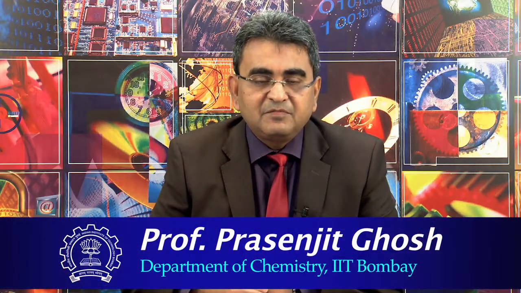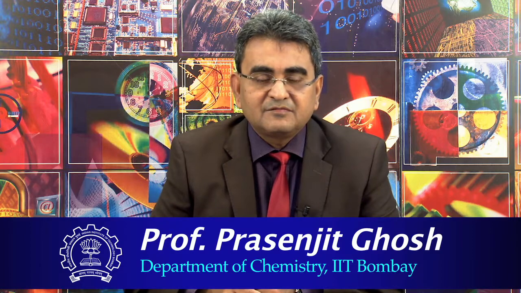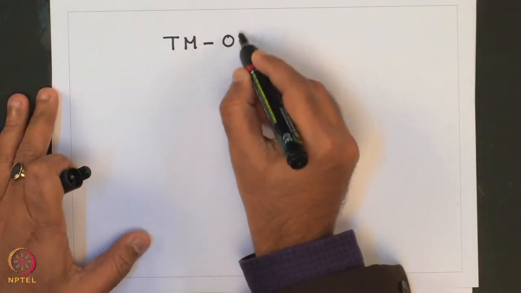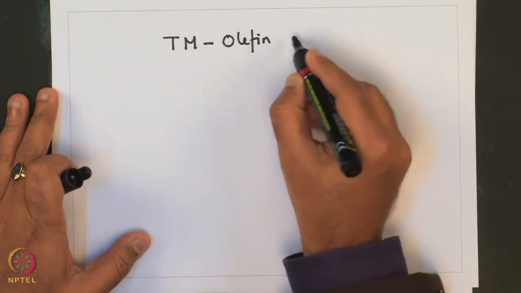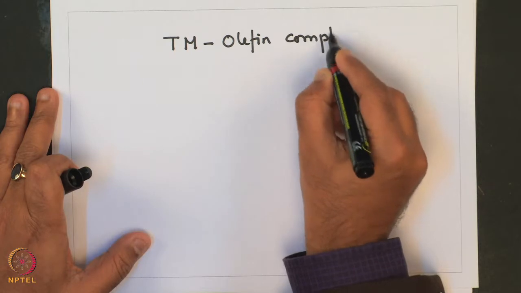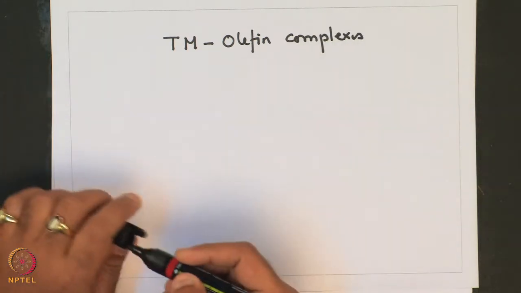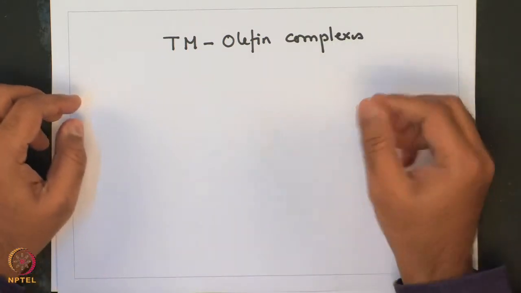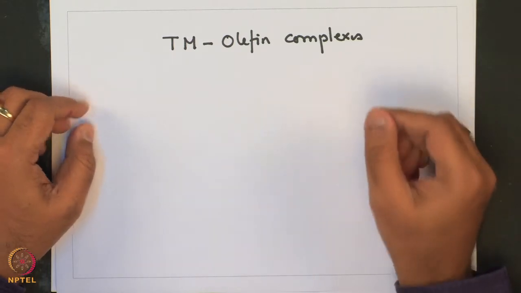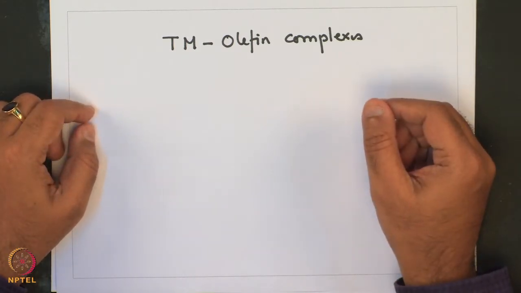Welcome to this lecture on transition metal organometallic chemistry from principles to applications. We have been discussing a very important class of transition metal organometallic compounds. These are transition metal olefin complexes, and they have tremendous applications in various catalytic transformations, which we have discussed in the previous lecture.